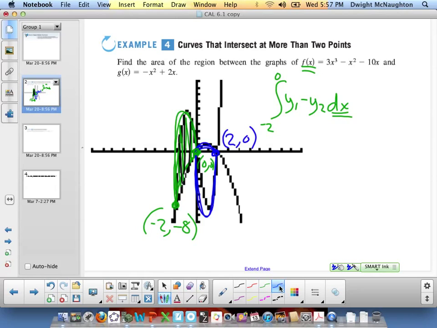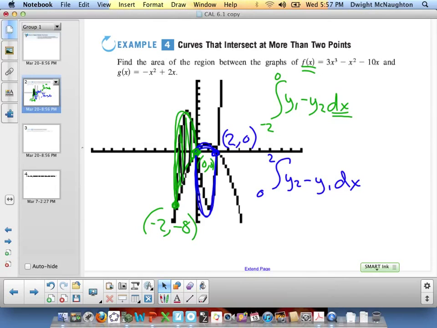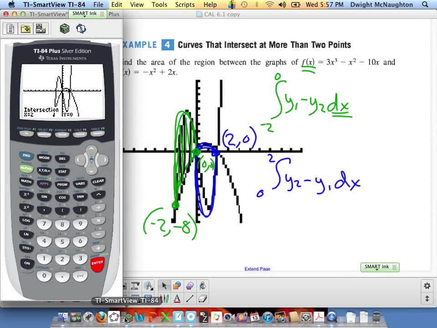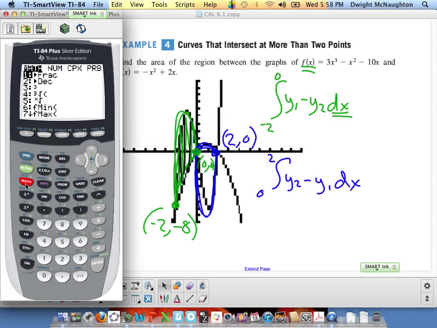Now for the blue function, it's pretty much the same thing, except we're going from 0 to 2. And now y2 is on top. All right, so there's my setup. I'll work the problem, get to a clear screen, and I'll do the integration. I'm going to do the green one first. So integrate from -2. Let's start over.